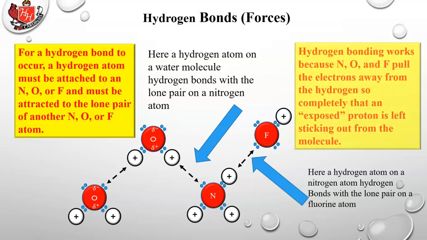So hydrogen bonding works because nitrogen, oxygen, and fluorine pull the electrons away from the hydrogen so completely that an exposed proton is left sticking out. So you think about that. Oxygen really pulls the electrons in the covalent bond with the hydrogen towards it, and that means that proton, the nucleus of that hydrogen, really sticks out and therefore can be attracted to the lone pair of another nitrogen, oxygen, or fluorine.